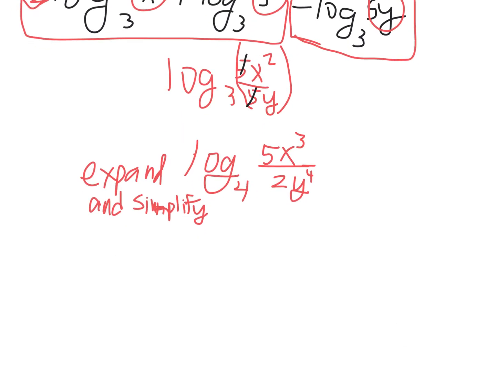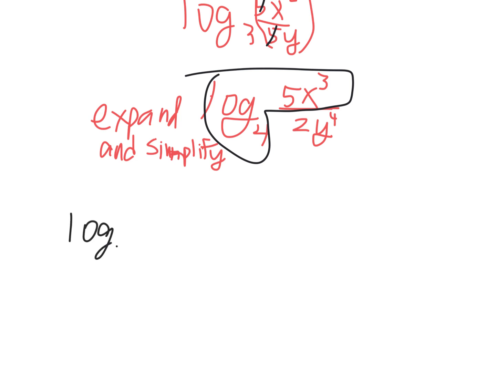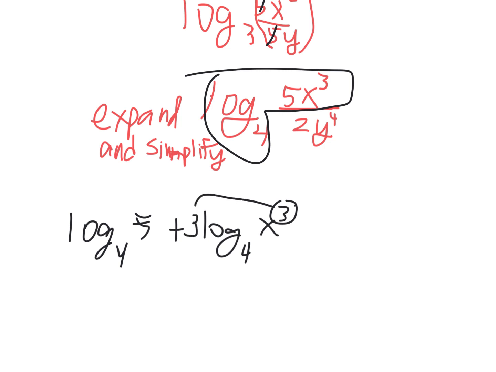All right, how about this one for expand? Well, first thing I would do is one step at a time. I would do the top, and I would break that into 2 logs. I would have log base 4 of 5 plus log base 4 of x to the 3rd. And it's so hard to remember this, but that little 3 needs to go out in front, or you haven't expanded it all the way.